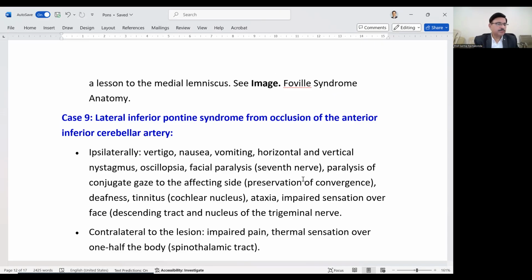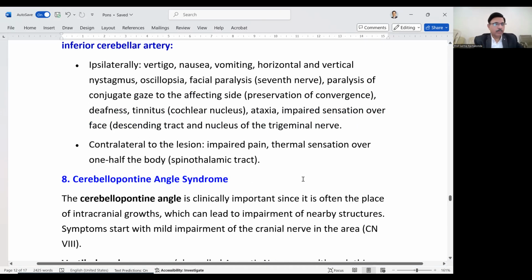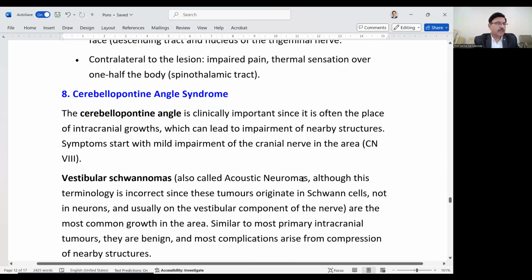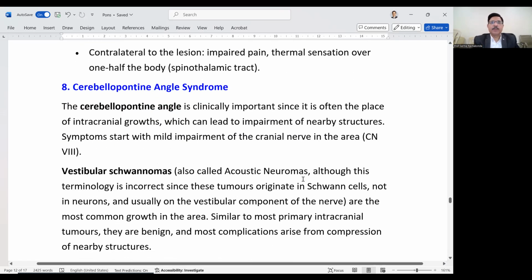so that you can see and correlate with the anatomy also. Then we have one more thing called the cerebellopontine angle. This is very important for you to know. I have shown you the cerebellopontine angle in the diagram. Clinically important, it is often the place of intracranial growths, cerebellopontine angle tumor, CP angle tumor, which can lead to impairment of the nearby structures.